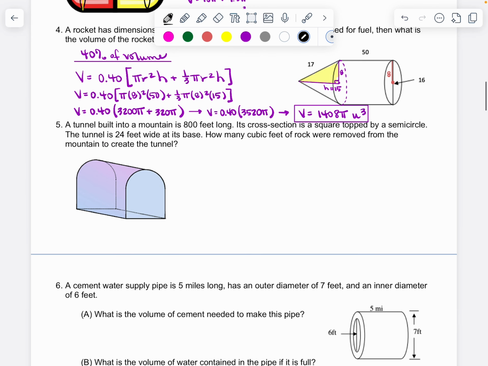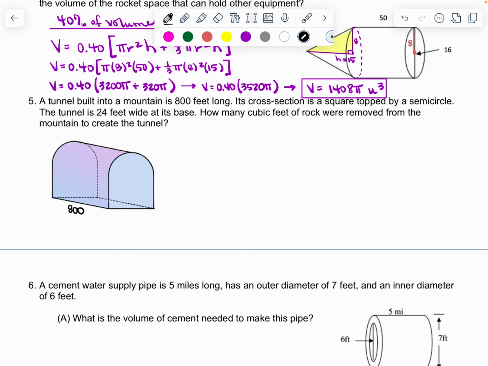A tunnel is built into a mountain. It's 800 feet long. So this is where your car would go in, right? You're going through the tunnel, and the tunnel is 800 feet long. So I can label this edge right here. Its cross section is a square topped by a semicircle.